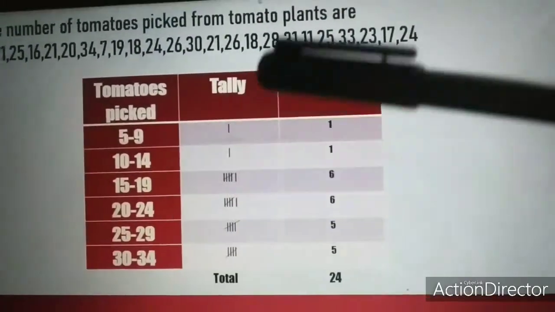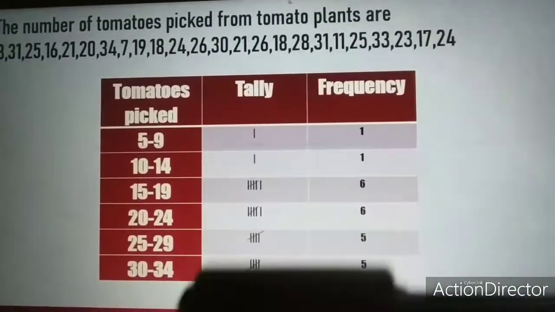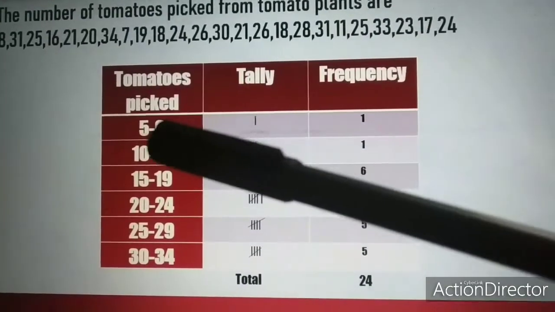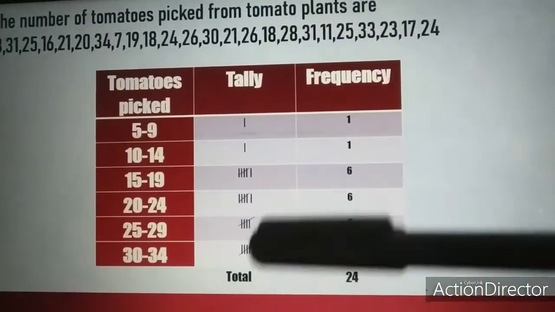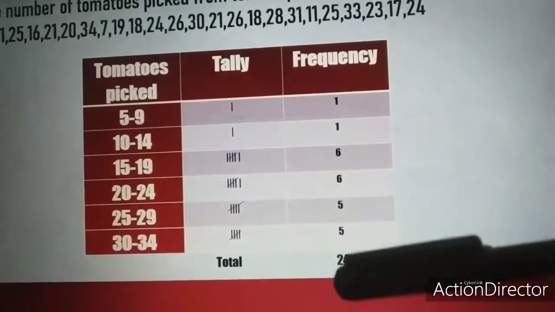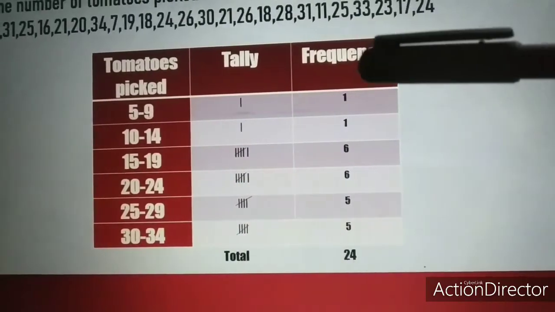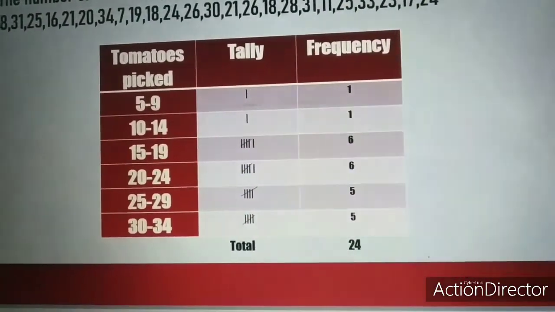So in the case of grouped data, we are saving our time. Otherwise we have to enter each and every number from 5 to 34. So it's very easy to enter the tally marks, and the frequency as usual you can add the number of tally marks and write it over here. Total also, we add all the frequencies and write the total over here.